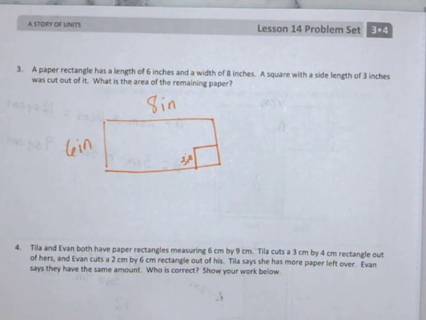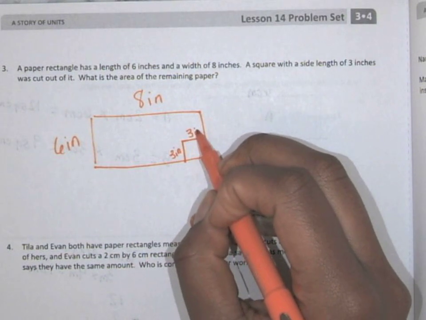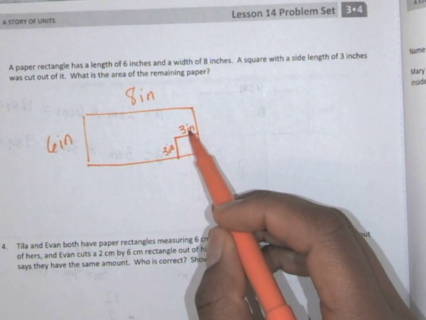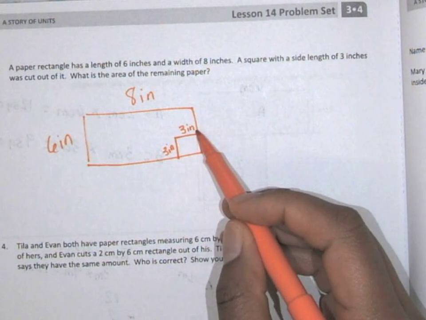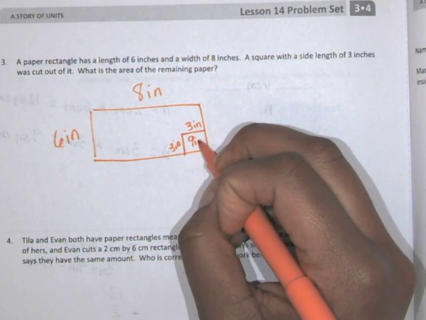Okay, so this is our square that was cut out. A very important thing that you had to remember in order to solve this successfully is that a square has the same length and width. So if the length is 3 inches, the width is also 3 inches. Let's figure out the total area of this square, if it has a length of 3 and a width of 3. On the count of 3: 1, 2, 3. 9 inches.